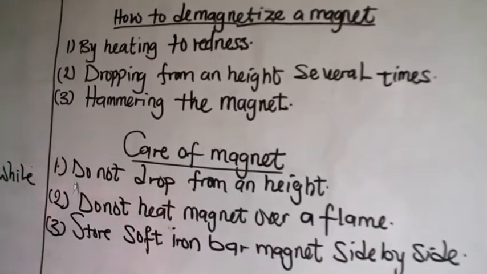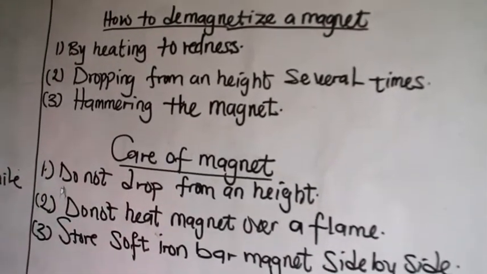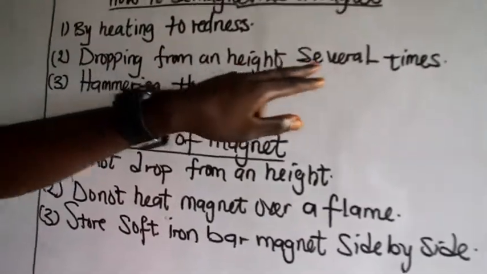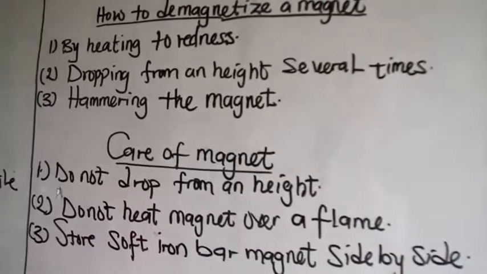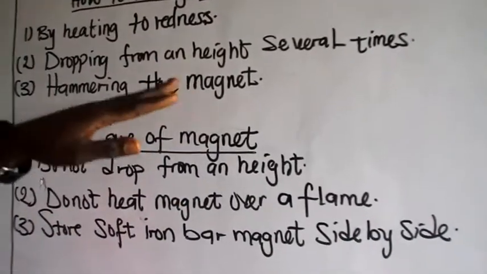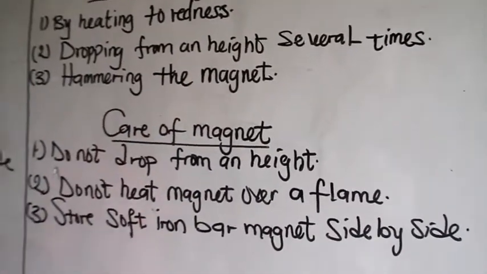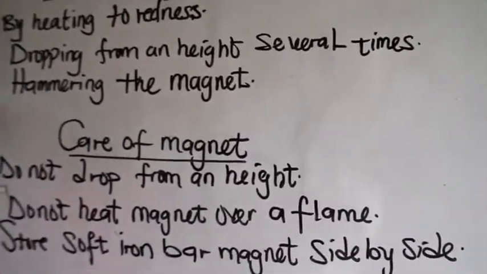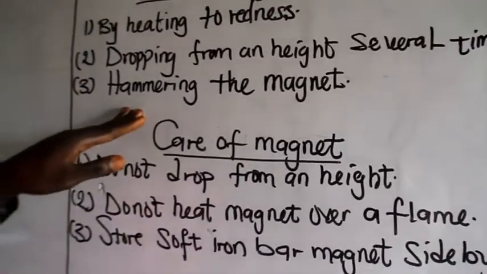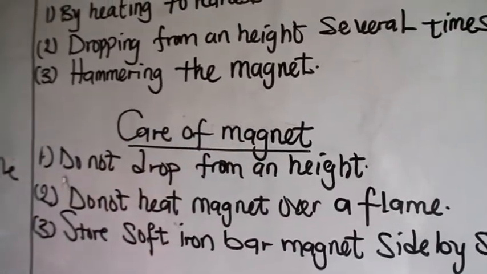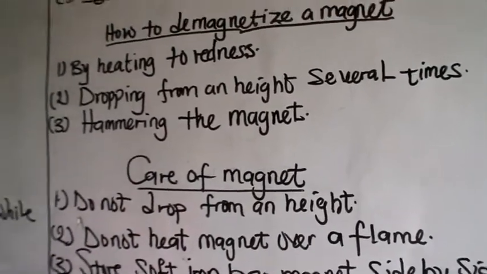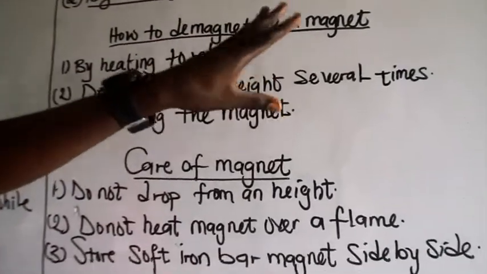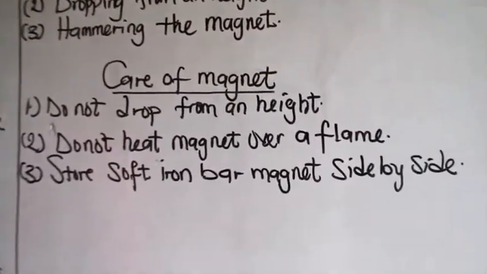Number two, dropping it from a height several times. If you keep on dropping a magnet from a height several times, you have reduced the magnetic power of that magnet. The third one here is hammering the magnet. If you do these three, you have reduced the magnetic effect of a magnet.